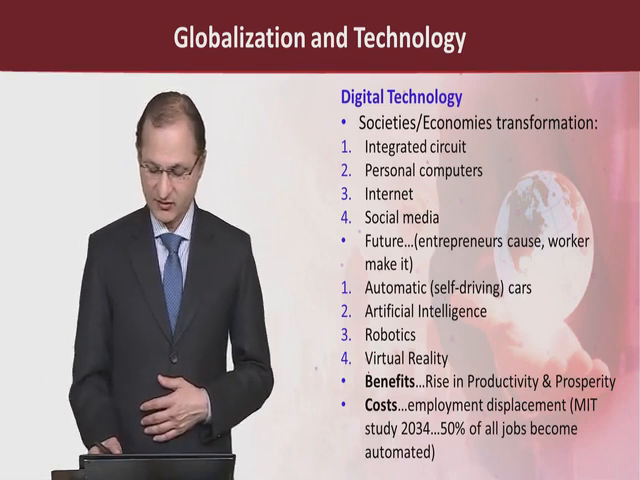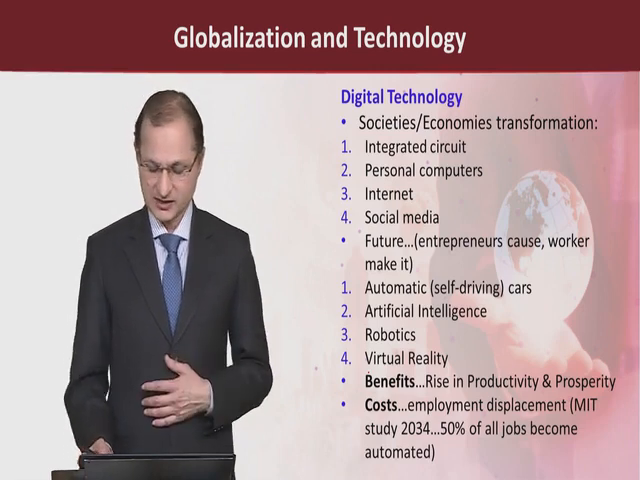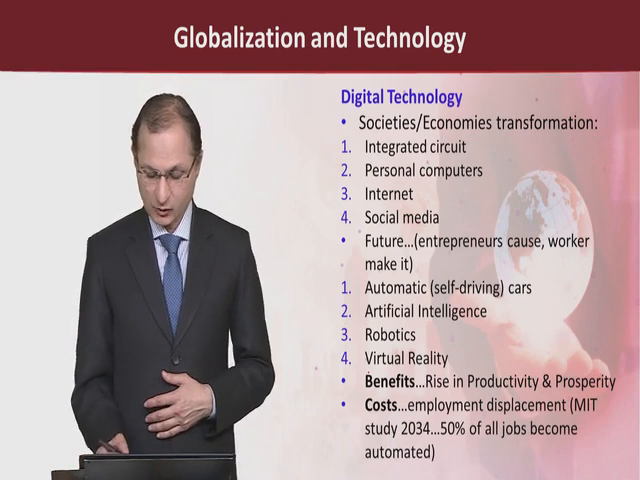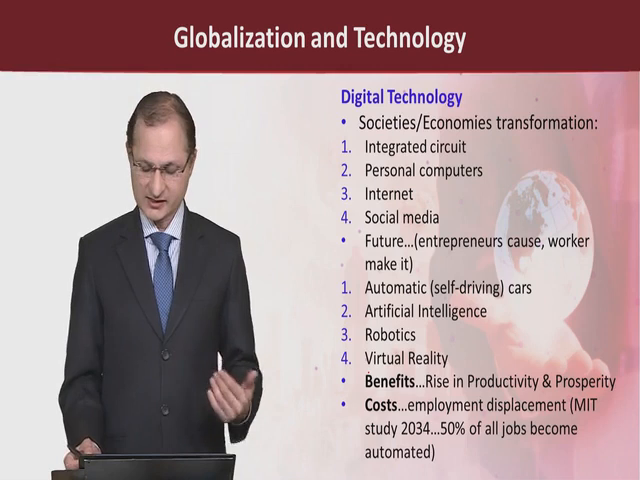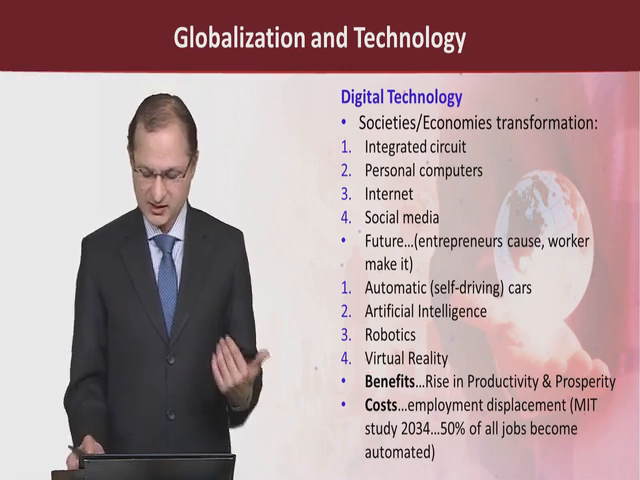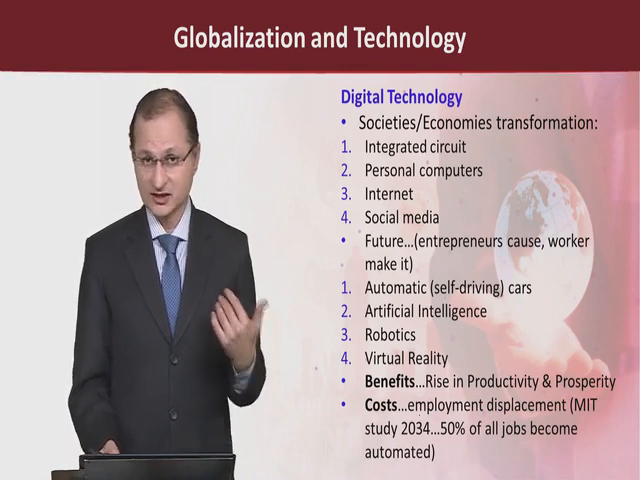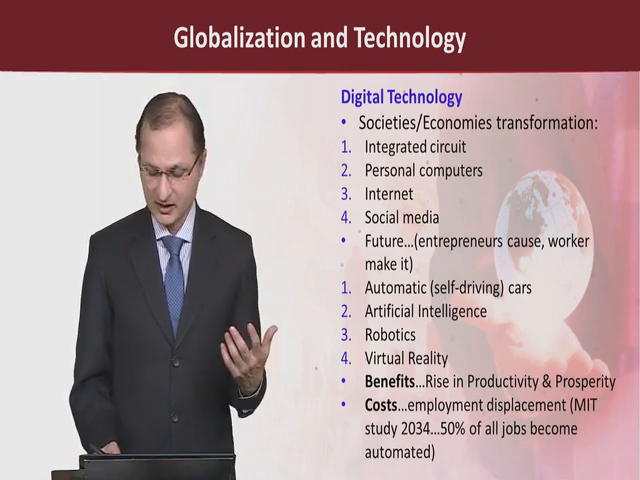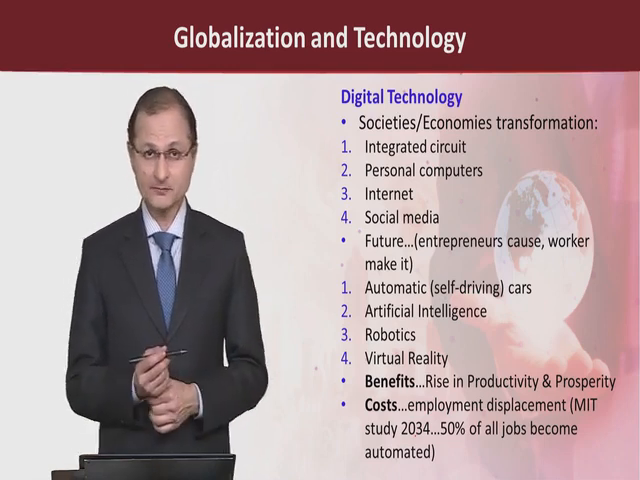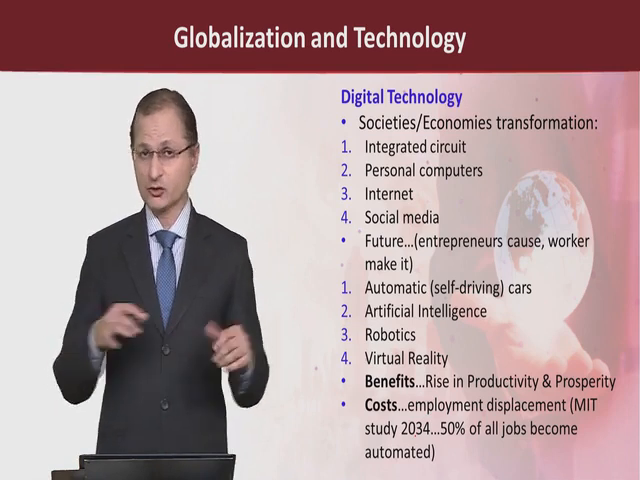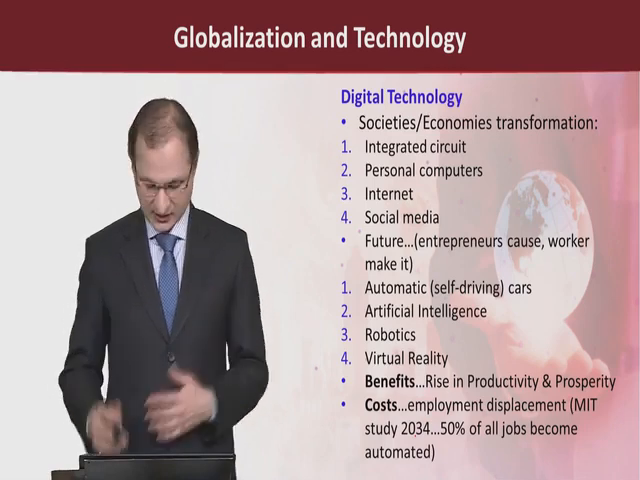So the benefits are the rise in productivity and prosperity, and they are the major benefit of this process. But the cost is also there, which is primarily related to employment displacement, because MIT, the Massachusetts Institute of Technology, studied what would happen up to 2034: 50% of all jobs became automated. So it means it's not manual, so humans are not needed in that case. Only the machines, robotics are required.